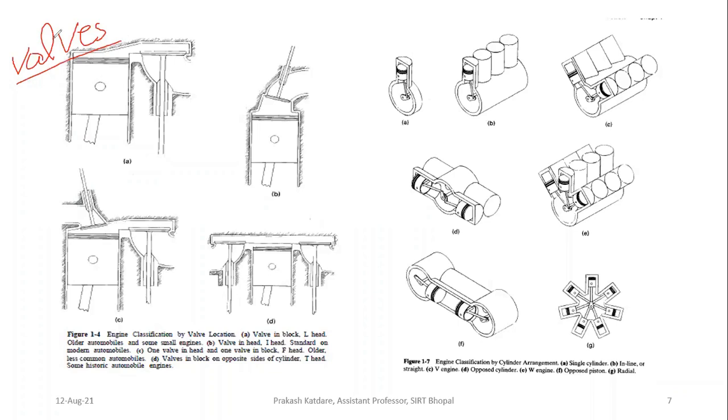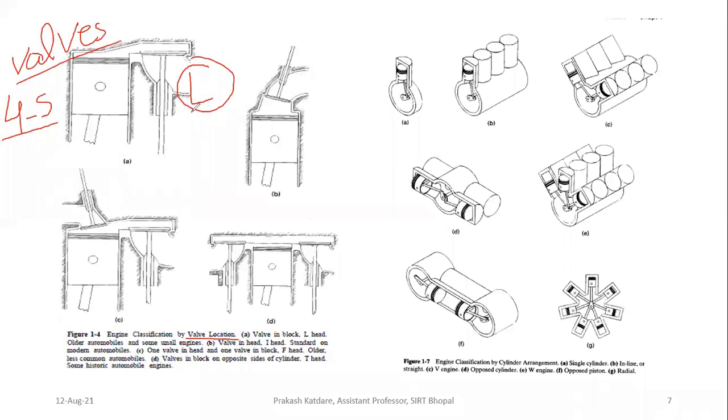If we are talking about valves, this type of classification will be applied only for the four-stroke IC engine, because two-stroke IC engines don't have valves. Since they are not having any type of valves, this classification will not be valid there. So depending upon the valve location, we have first one, the L-head type of IC engine.